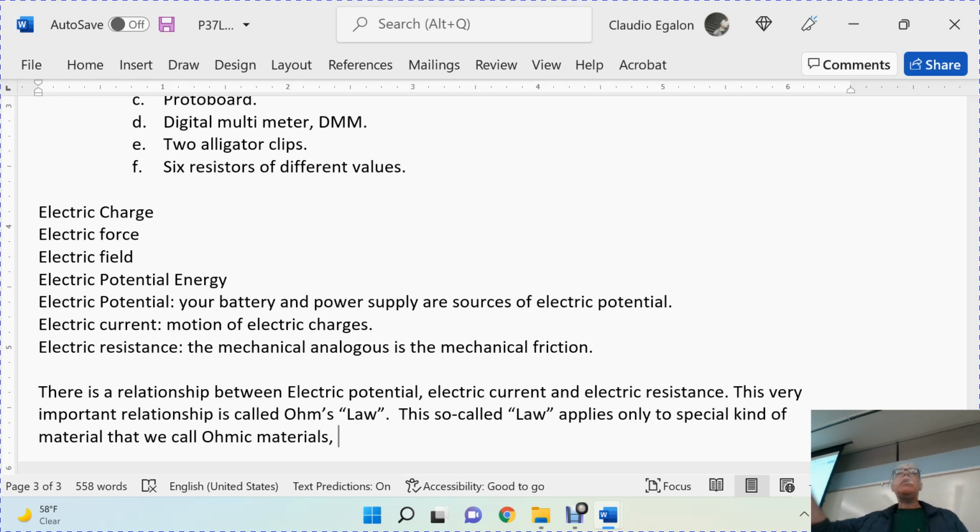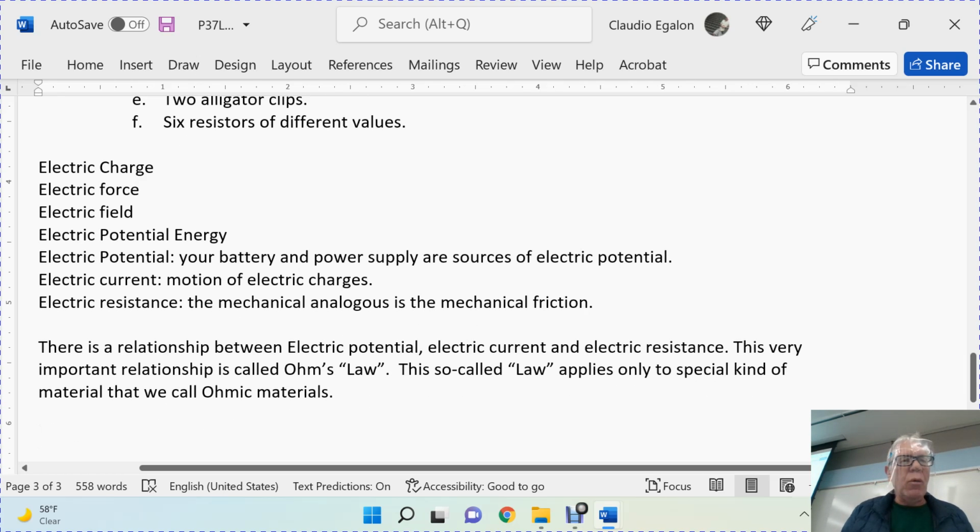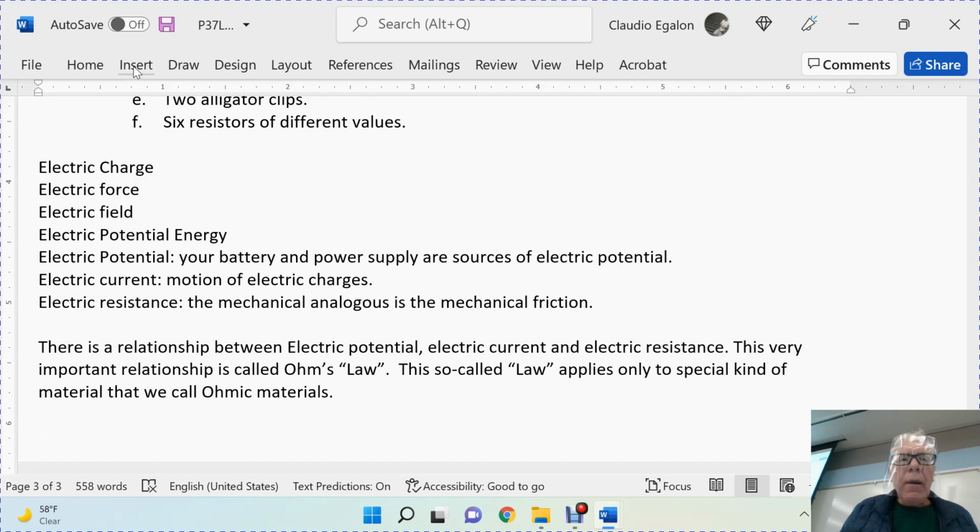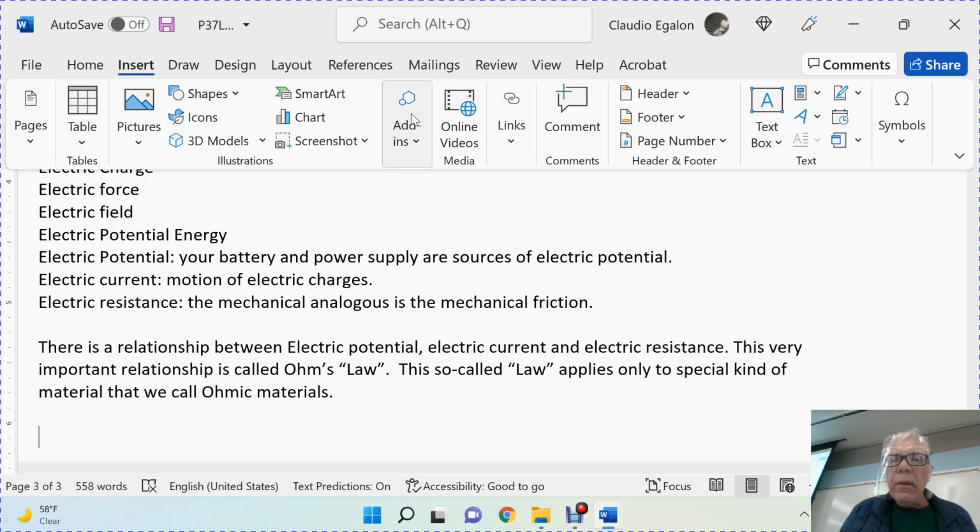Your resistor is an ohmic material. Your cables here are also ohmic material, but then there are devices out there that are not ohmic, like diodes. Diodes are not ohmic devices. The relationship that you have to know is the following. Let's see.